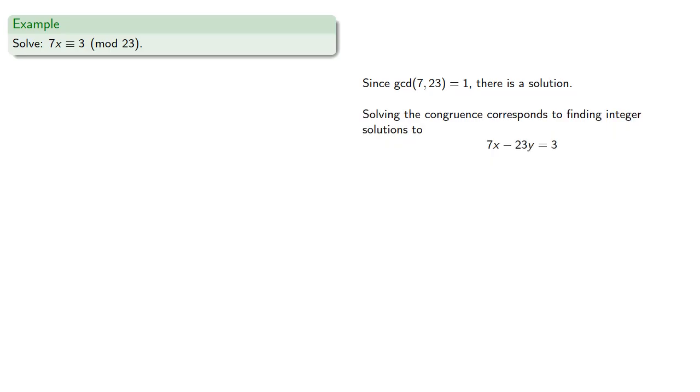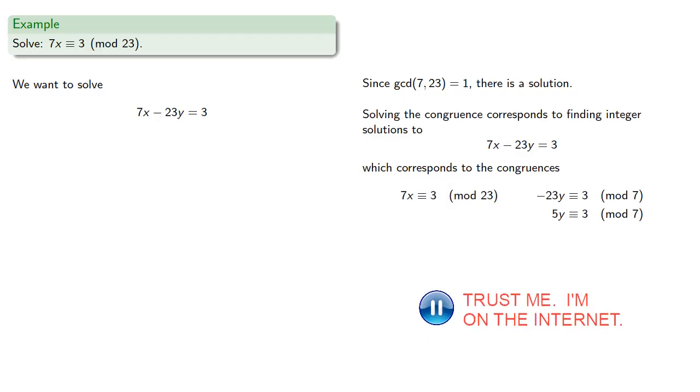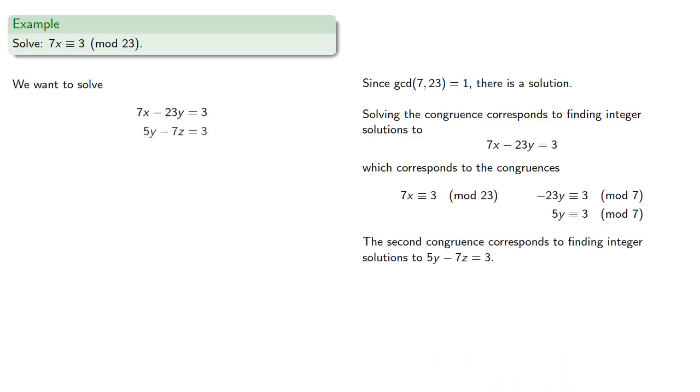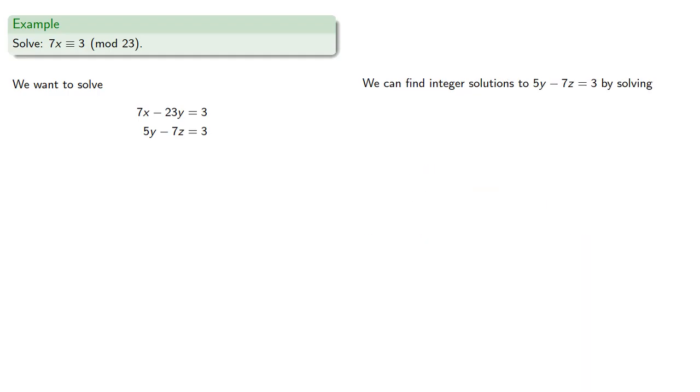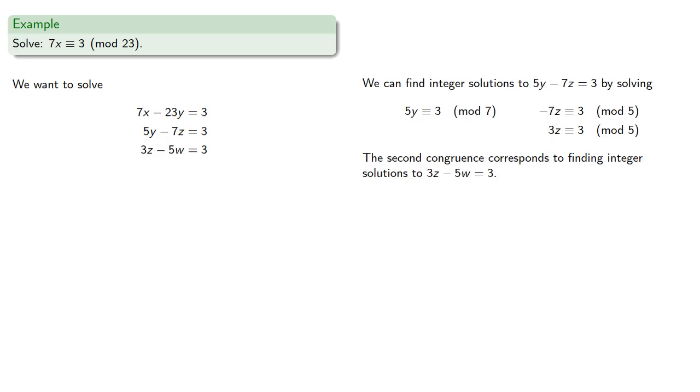Solving the congruence corresponds to finding integer solutions to 7x minus 23y equals 3, which corresponds to the congruences. The first one is what we're trying to solve, but we do get a second, simpler congruence. The second congruence corresponds to finding integer solutions to 5y minus 7z equals 3. We can find integer solutions to this equation by solving a system of congruences, where the second congruence is simpler and corresponds to finding integer solutions to another equation.